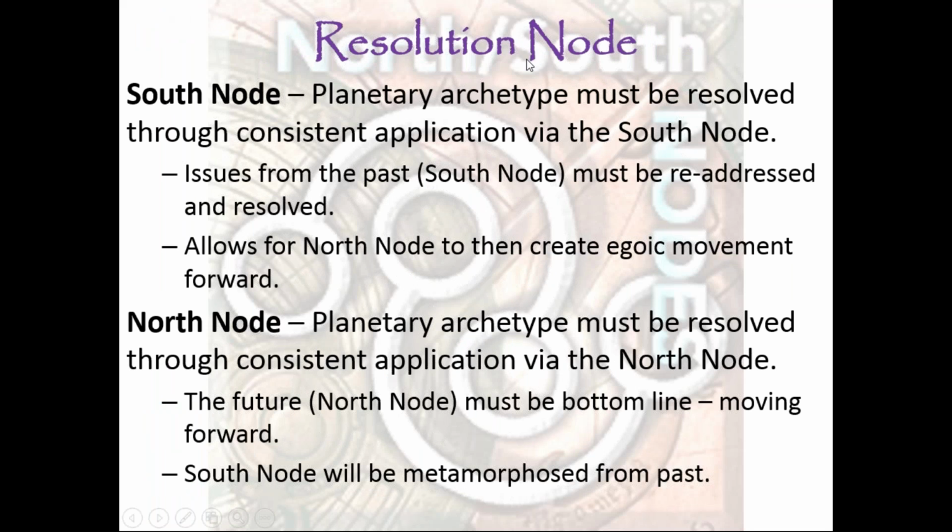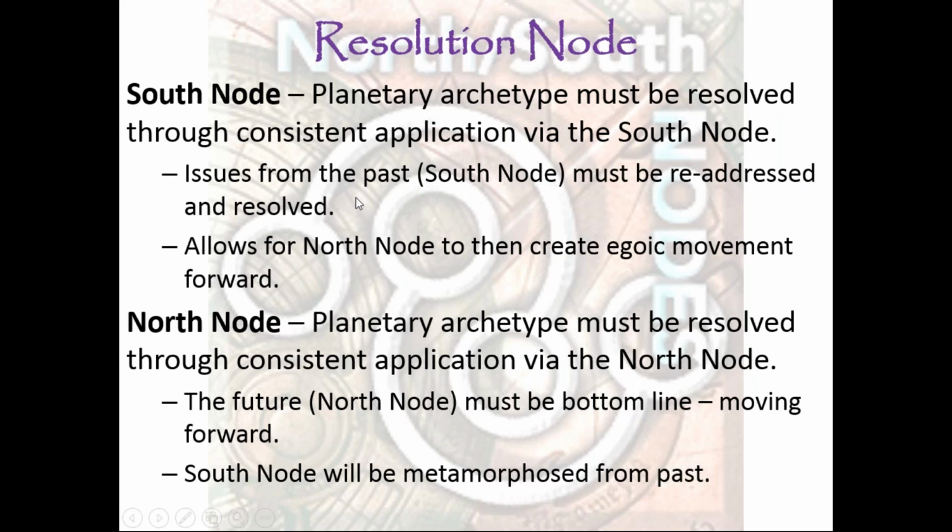When the resolution node is the south node, that planetary archetype must be resolved through consistent application via the south node. This means the issues from the past must be readdressed and resolved. They will come up, you know, deja vu. Do I have to do this again? I thought I really dealt with these issues of self-reliance, Venus.